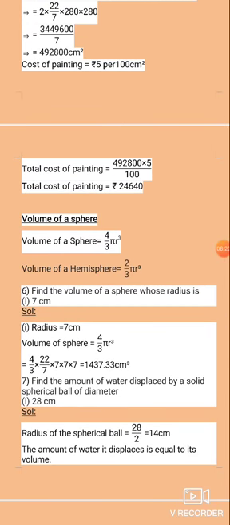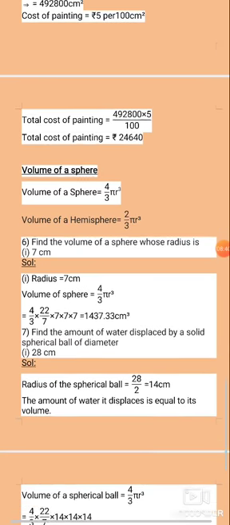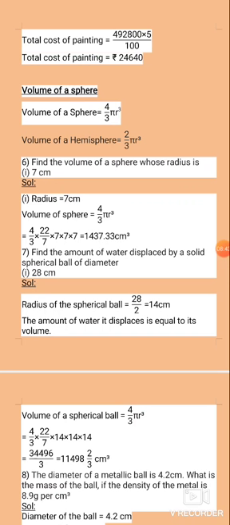Now the next one. Find the amount of water displaced by a solid spherical balloon of diameter 28 centimeter. Now the radius is equal to 28 by 2, which is 14 centimeter. The amount of water displaced is equal to the volume. So the volume of the spherical ball is 4 by 3 pi r cube. So 4 by 3 into pi value 22 by 7 into 14 into 14 into 14. So that is 34,496 by 3, which is equal to 11,498 and 2 by 3 centimeter cube.